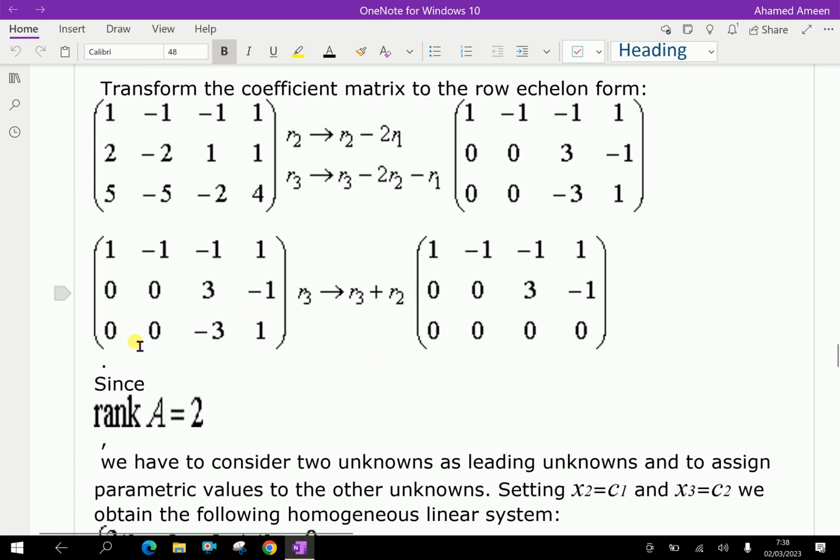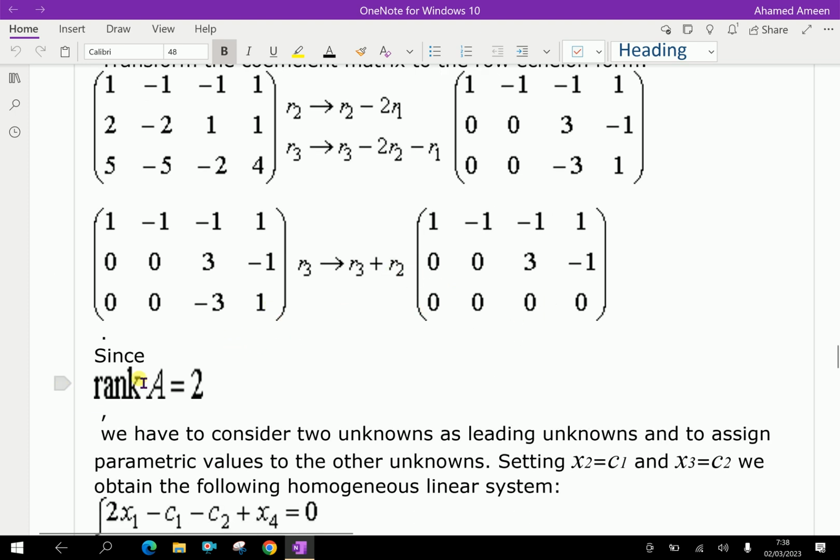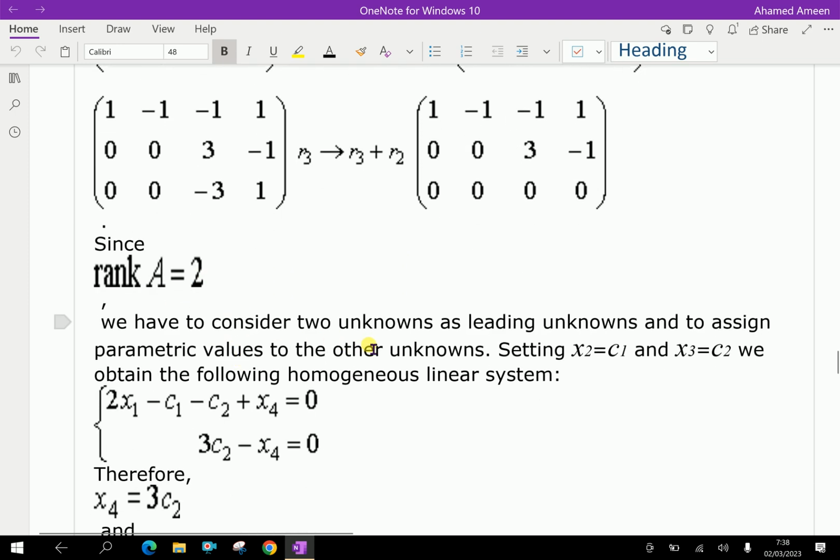Here we got zeros in the last row. Since rank A equals 2 only, because the last row becomes 0, the rank of A reduces from 3 to 2. We have to consider 2 unknowns as leading unknowns and assign parametric values to the other unknowns, setting x2 equal to c1 and x3 equal to c2.